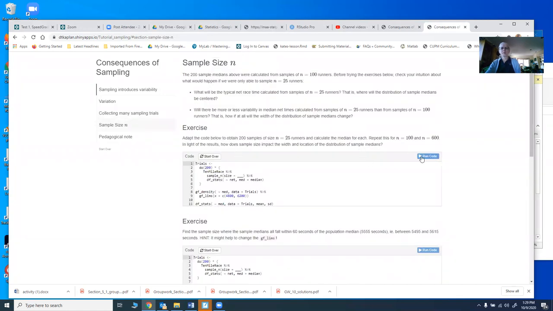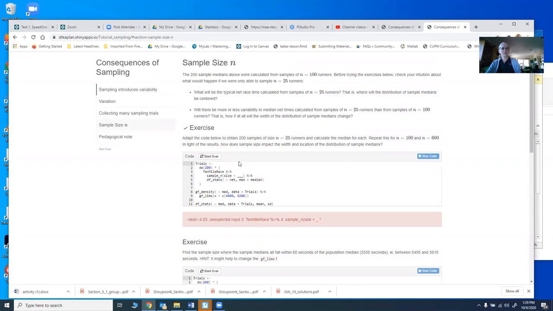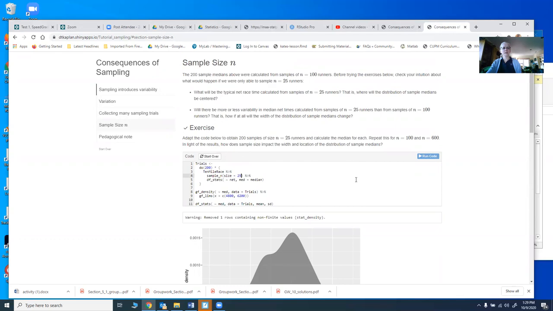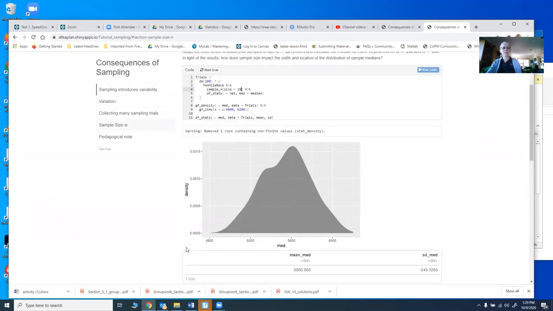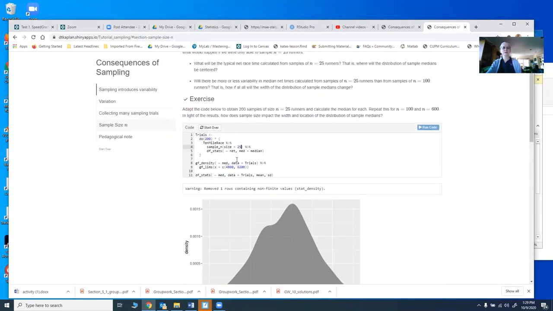I want to talk about one more concept with this, and then we'll go and talk a little bit more about this. Oh, I got to put in the sample size. So we're going to put in the sample size of, let's say, 25. And run what that looks like. And again, it kind of looks a little bit bell-shaped, a little bit off because we got this little hump here, but it looks a little bell-shaped. I'm going to change my sample size to, let's say, 100.